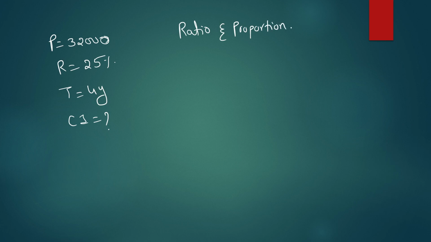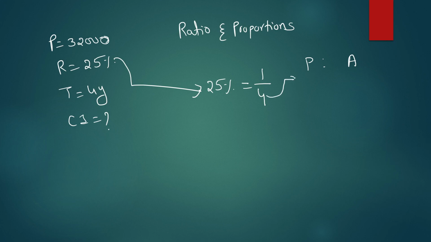Using ratio and proportions, we are going to take our 25% and convert it into a fraction. Now we take the ratio of principal to amount. Whatever denominator you have, take it as P, add the denominator and numerator, and take that as A. That means for 25% the ratio between principal and amount is 4:5.